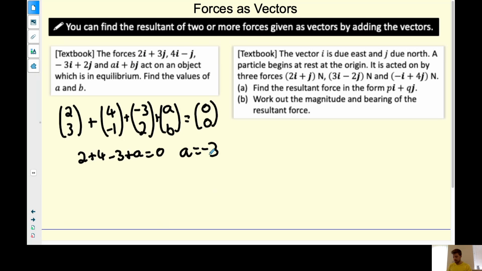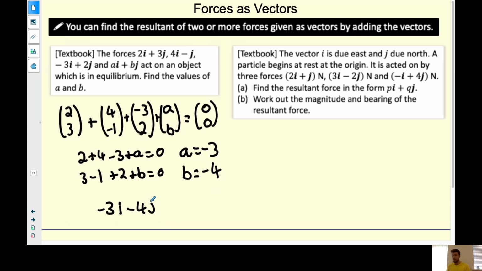And looking at it vertically, 3 subtract 1 is 2. Add 2 is going to be 4. And add B has to be 0. So therefore, B would need to be -4. So therefore, my equation for aI plus bJ would be -3I subtract 4J. And that would be my values of A and B to make sure that my line is in equilibrium.